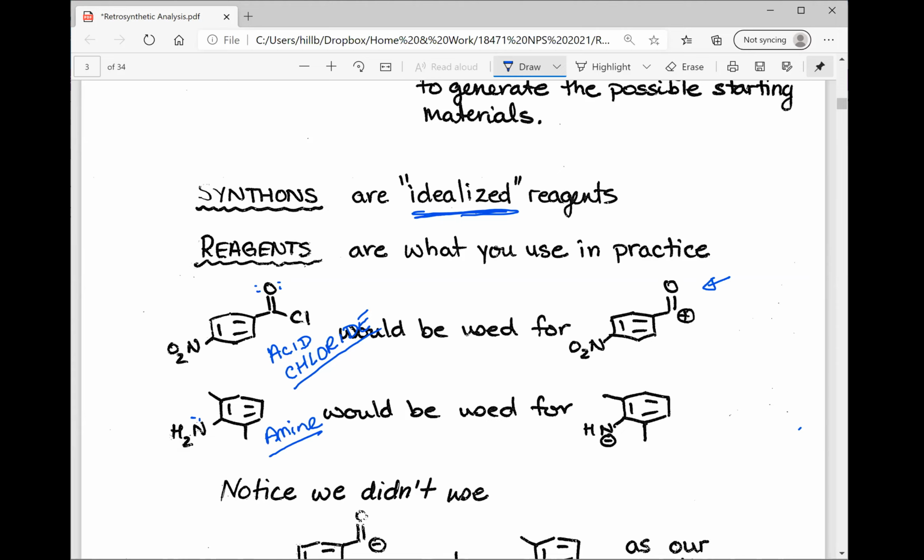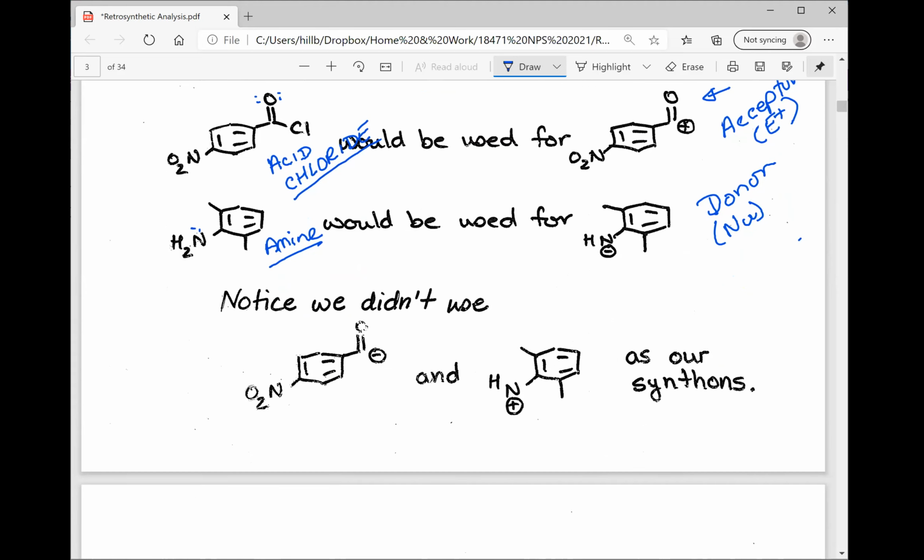So in the next couple of slides, there's going to be a whole list of acceptors, positive charge, I guess we would call this an acceptor. Negative charge, we would call this a donor. Nucleophile, electrophile, so to speak. Now, what we didn't do is break this down with the negative charge on the carbonyl and the nitrogen with the positive charge. Why didn't we do that? This would go back to some of the stuff we talked about at the start of Organic 1.